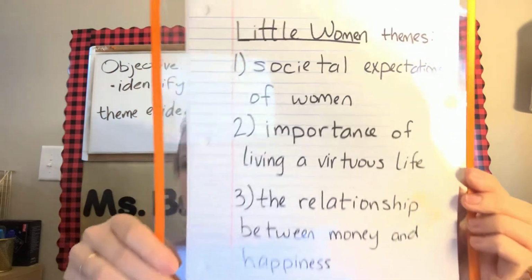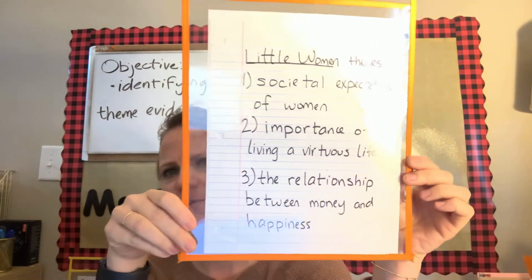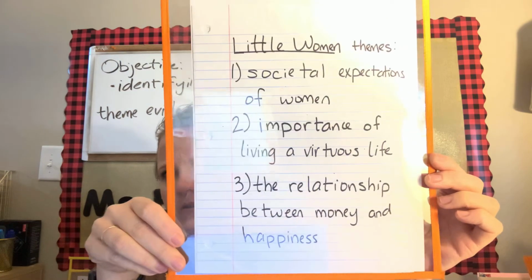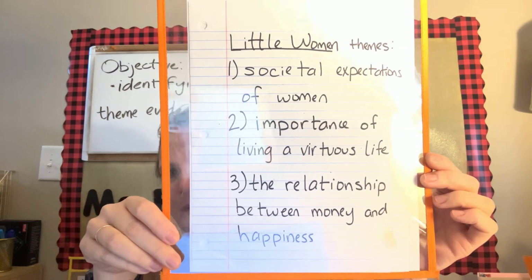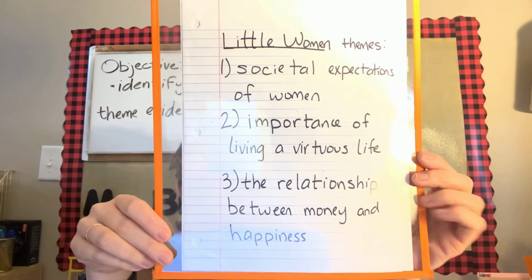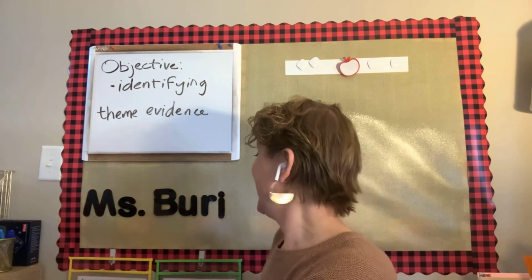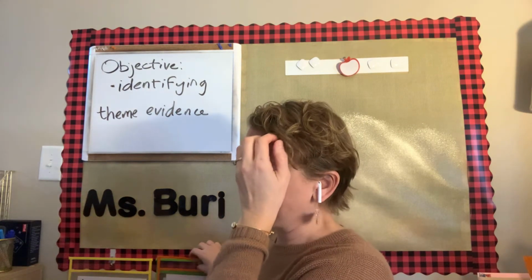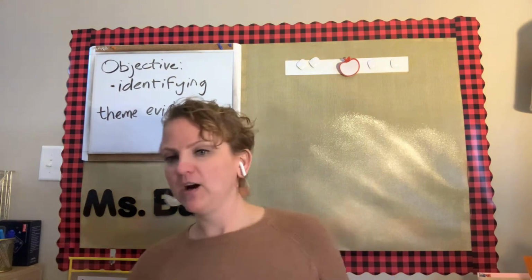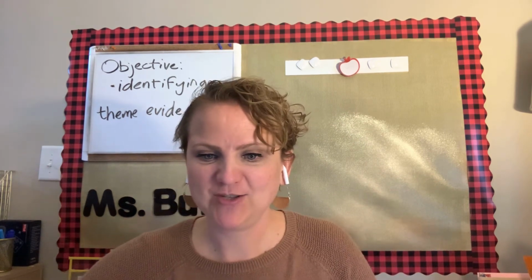As a reminder, these are our three themes that we're going to be looking at. Okay, I'm trying to get it without a glare, but it's not working so great. Societal expectations of women, the importance of living a virtuous life, or the relationship between money and happiness. And again, here, this question being, what is that relationship, or is there a relationship between money and happiness? So we're going to take a look at our questions for today, and then we're going to get right into our reading.